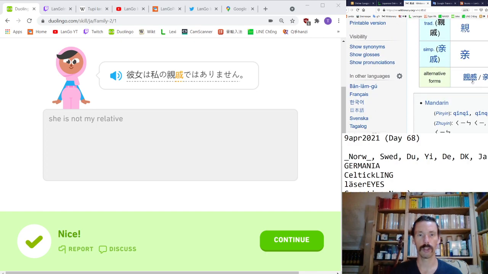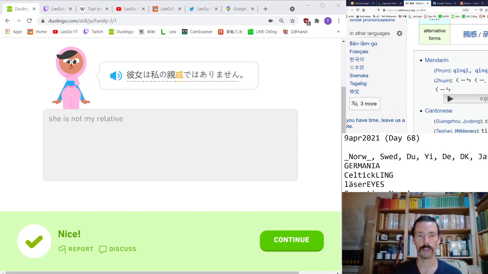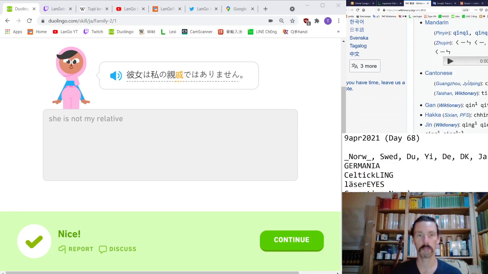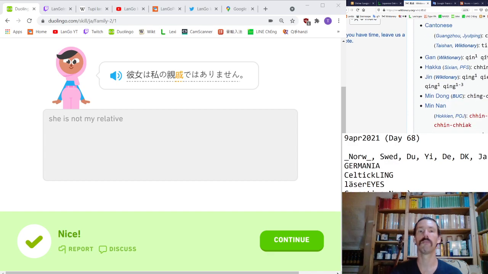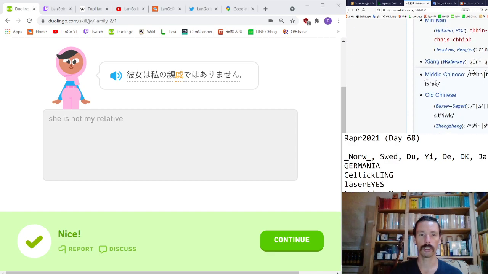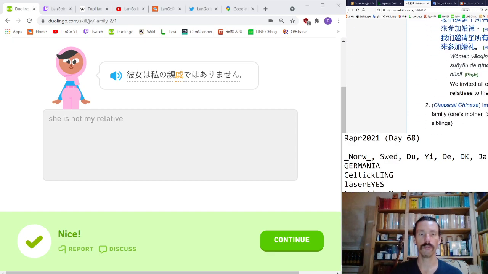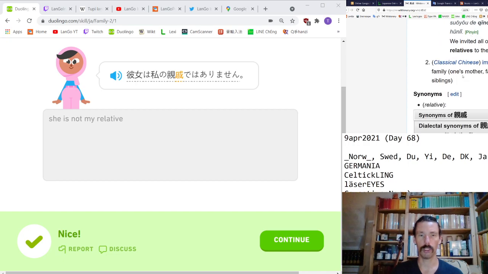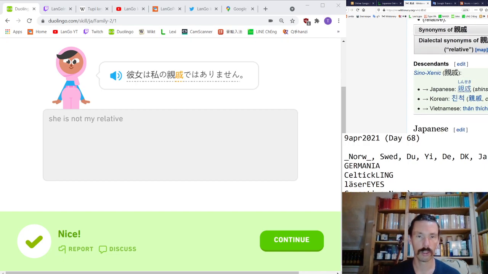And it's also written with an extended heart there on the right. 亲戚 or 亲戚. Family relation. Immediate family in classical Chinese. 親戚.